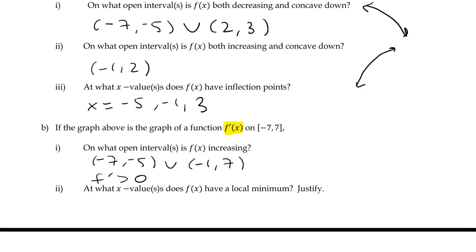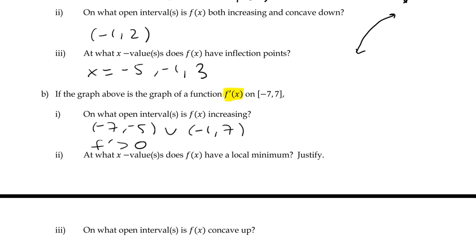Okay, going on, when does f have a local min? Remember, we want to give our reason here in terms of f prime. It would be when f prime changes from what, guys? Local min. Isn't this a local min? So f prime went from negative to positive. So f prime changes from negative to positive.